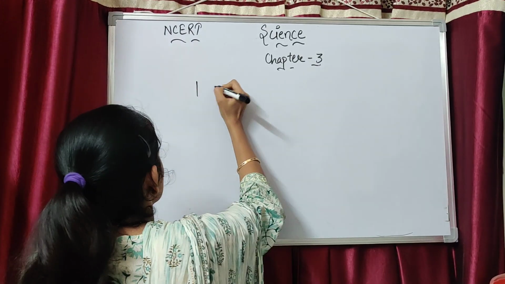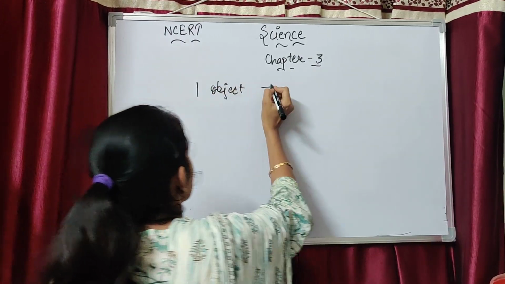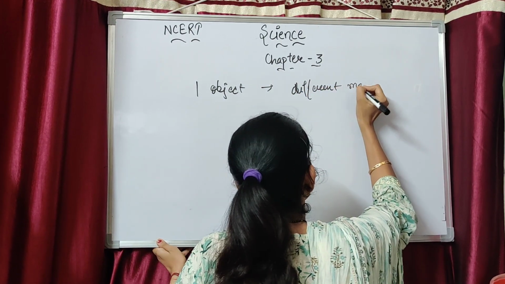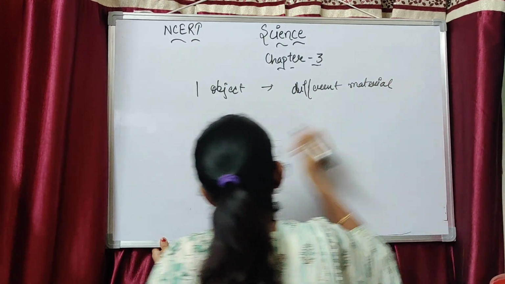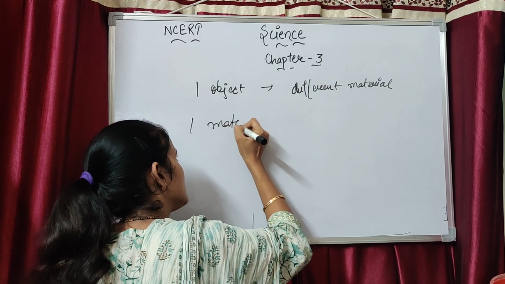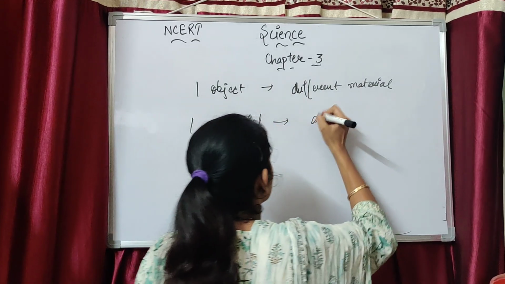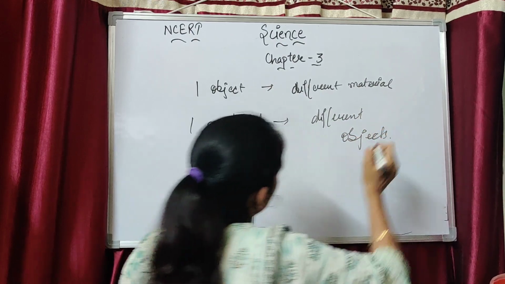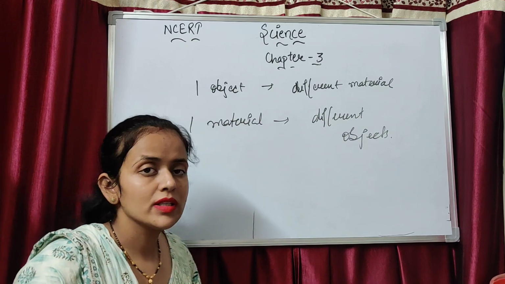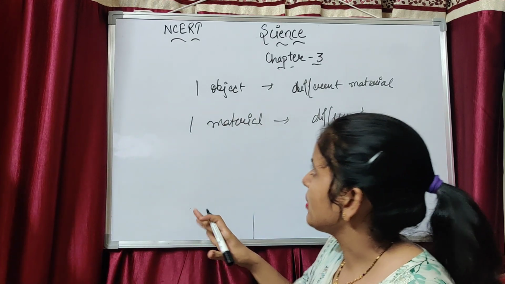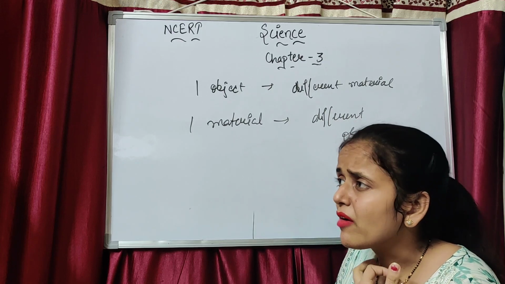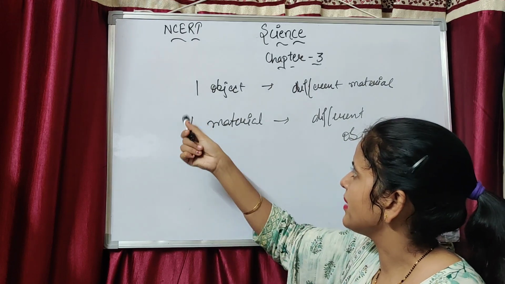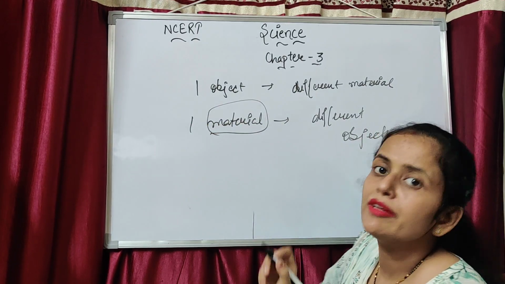We'll call one object, because one object can be made of different materials, and one material can make different objects. So how can we group them? What is the main thing by which we can group them into different groups? I mean, what property will we classify by? So we will make groups of different materials.